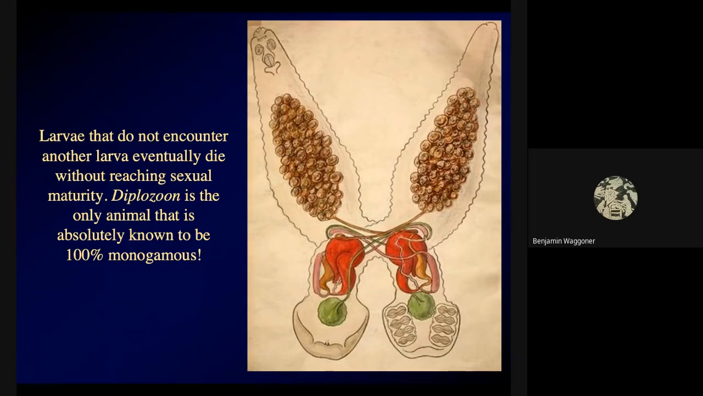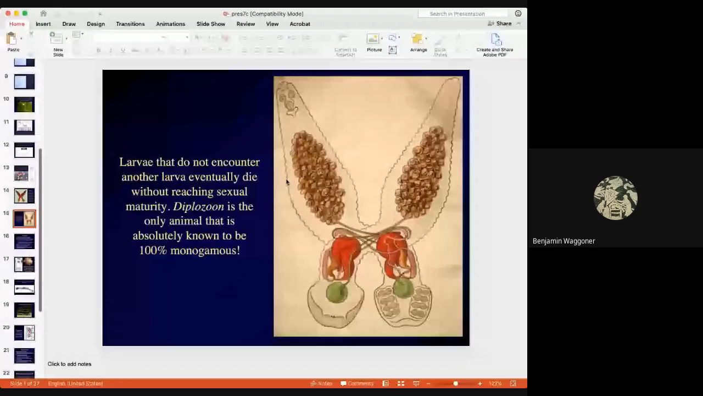Diplozoon's the only animal that is absolutely known to be 100% monogamous, because the only way that they can reproduce is to find a mate, grow together, form that two-headed, two-tailed thing, and fertilize each other's eggs. So I'll leave you with that. That was rather a lot to cover, but I hope it was reasonably interesting.